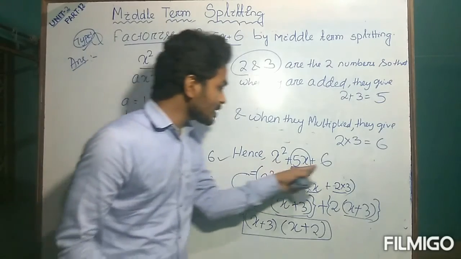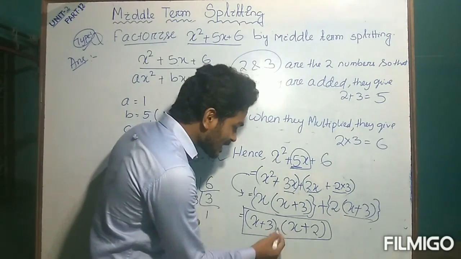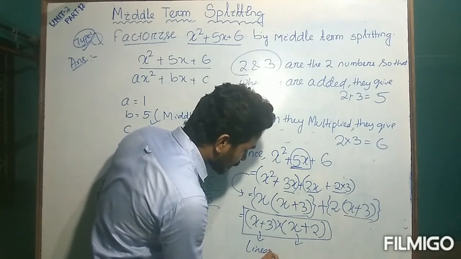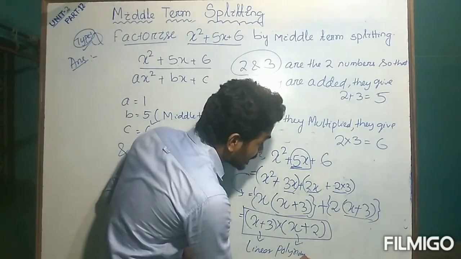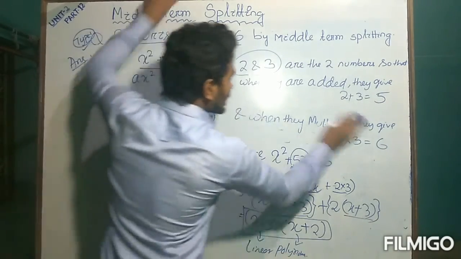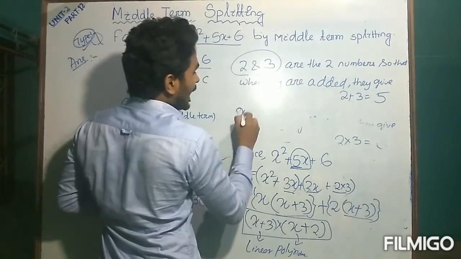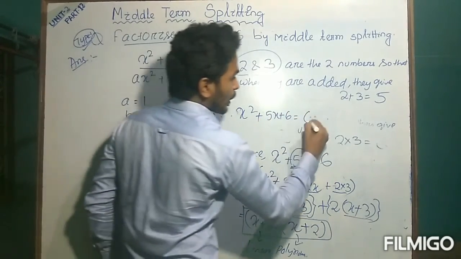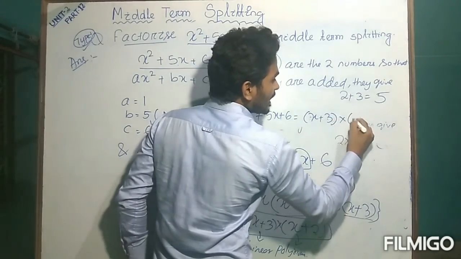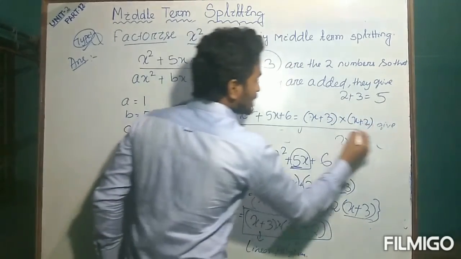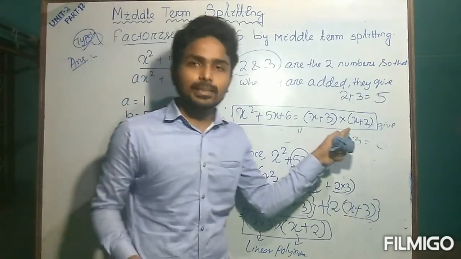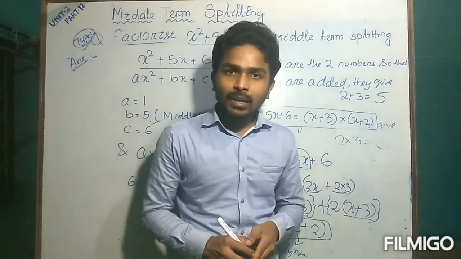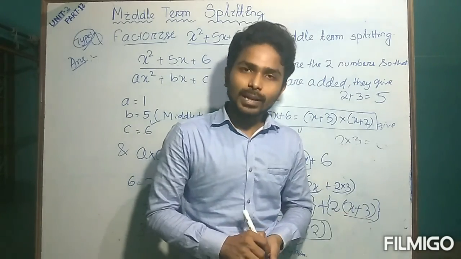Because you can see, this quadratic polynomial is expressed as the multiplication of two linear polynomials. These two are linear polynomials. Okay, so finally we can write that x square plus 5x plus 6 is equal to the product of x plus 3 and x plus 2. Hence a quadratic polynomial can be factorized into two linear polynomials. So this is the procedure. You can follow this procedure in order to factorize a quadratic polynomial.